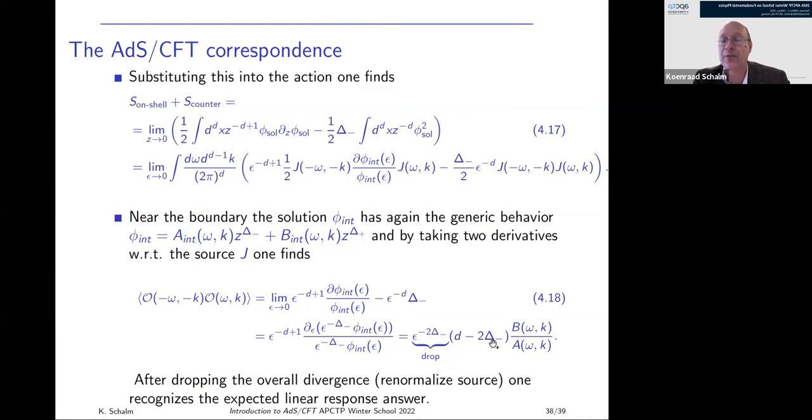You get d minus 2 delta minus, that was the factor before, times b divided by a. And if you think in terms of linear response, what a 2-point function is: you perturb the field a little bit and you look at the response. So that means that if the perturbation is linear in the source of the perturbation itself, then the linear response answer, or the Green's function, precisely divides out that normalization. So b divided by a is precisely the expectation that you would get if a is the source of a linear response 2-point function.